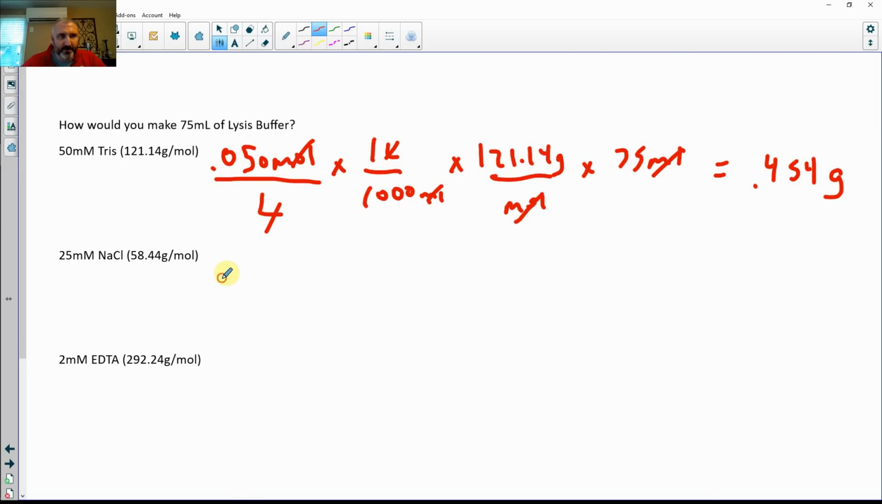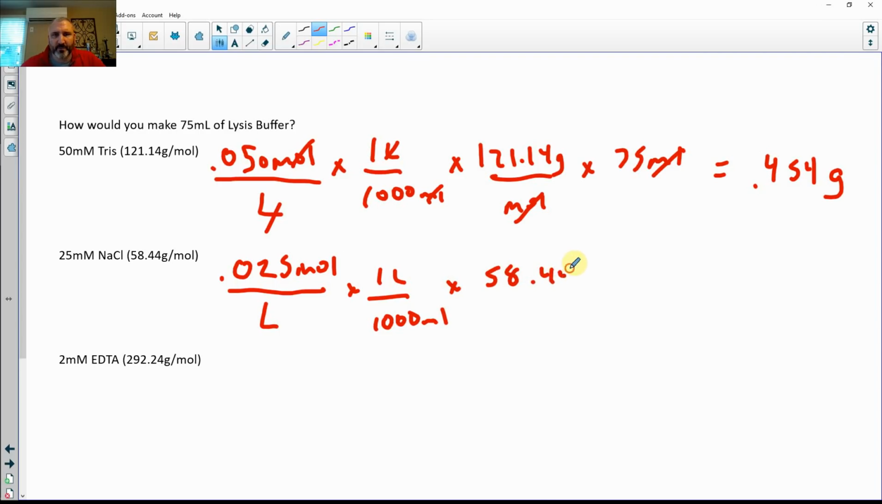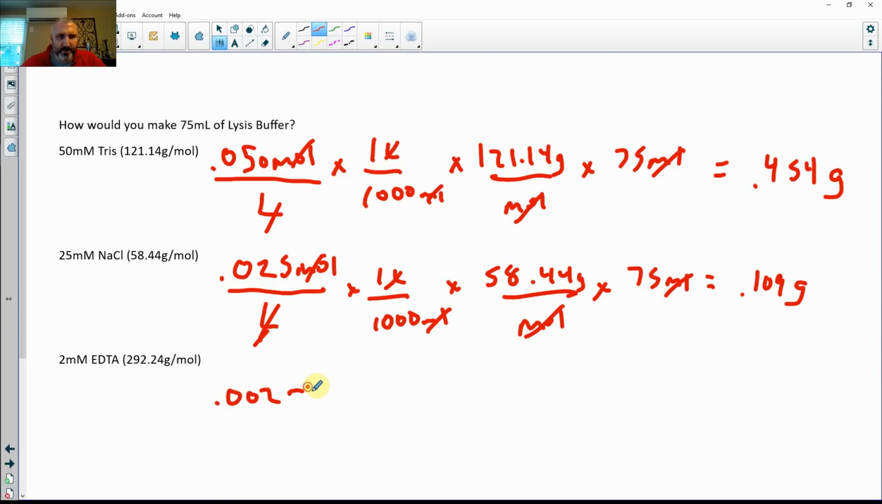Okay, next up is going to be 25 millimolar sodium chloride, so 0.025 moles per liter times 1 liter over 1,000 mLs times the molar mass, 58.44 grams per mole, times 75 mLs. Again, mLs cancel, moles cancel, liters cancel. 0.025 times 58.44 times 75, enter, divided by 1,000. It's going to be 0.109 grams of salt.